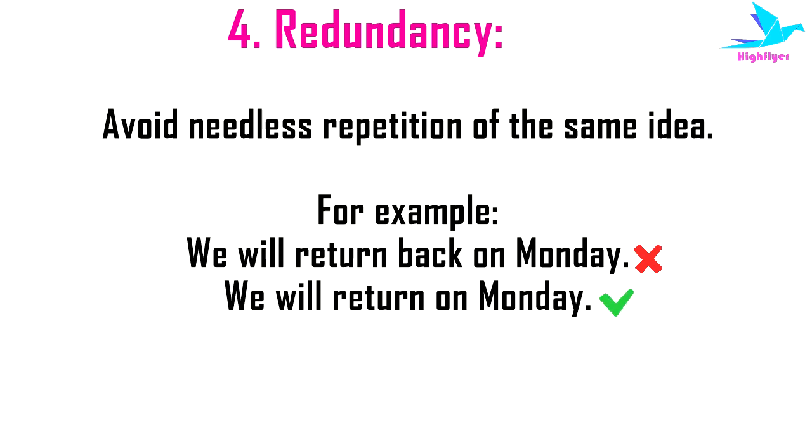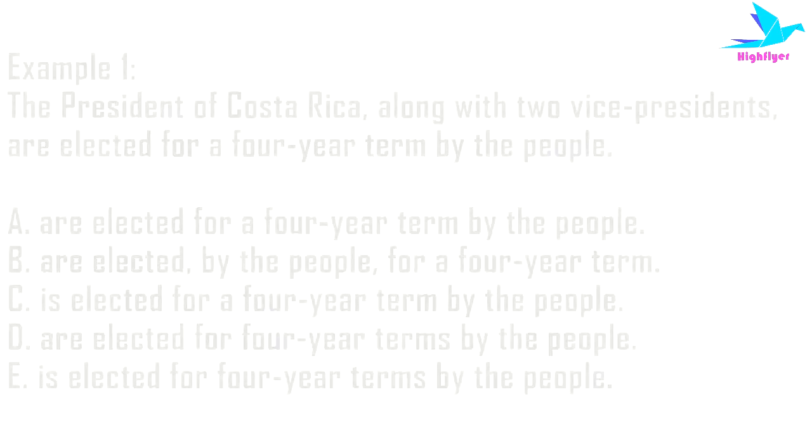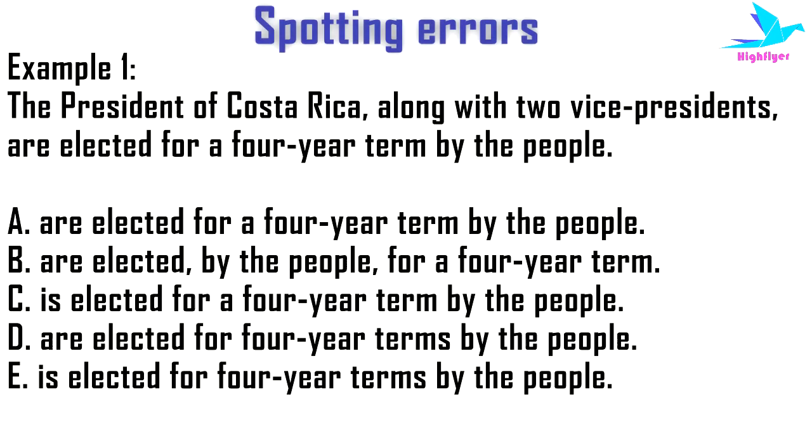Now let's look at some questions or examples to understand the kind of questions which are asked on spotting error. Now in example 1, the given sentence is "the president of Costa Rica along with 2 vice presidents are elected for a 4-year term by the people." Now you have to find what is the error in this sentence.